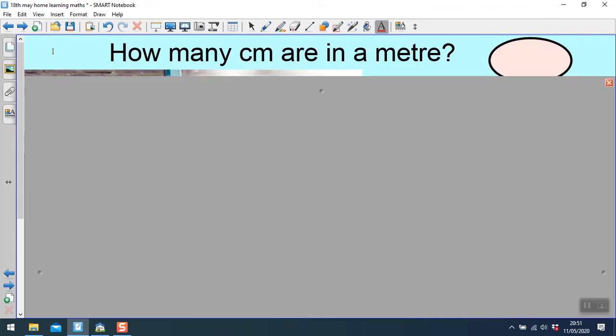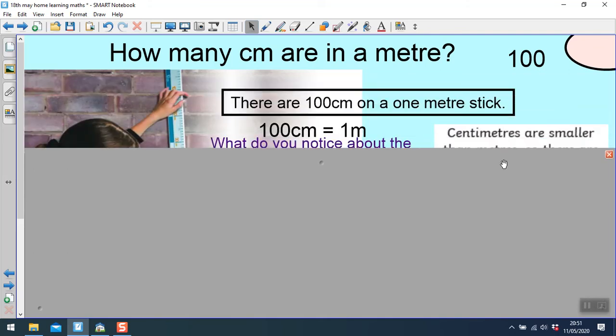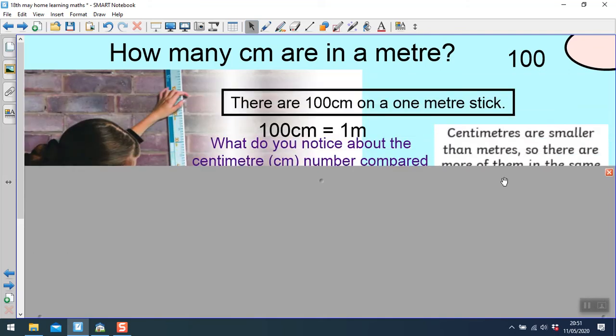Now moving on, how many centimetres are in a metre? Sometimes we have metre sticks out in class. How many little centimetres are in that 1 metre? Is it 10, 100 or 1,000? It is 100. A clue is century, centimetre, century. There's 100 years in a century. There's 100 centimetres in a metre. So there are 100 centimetres on a metre stick.